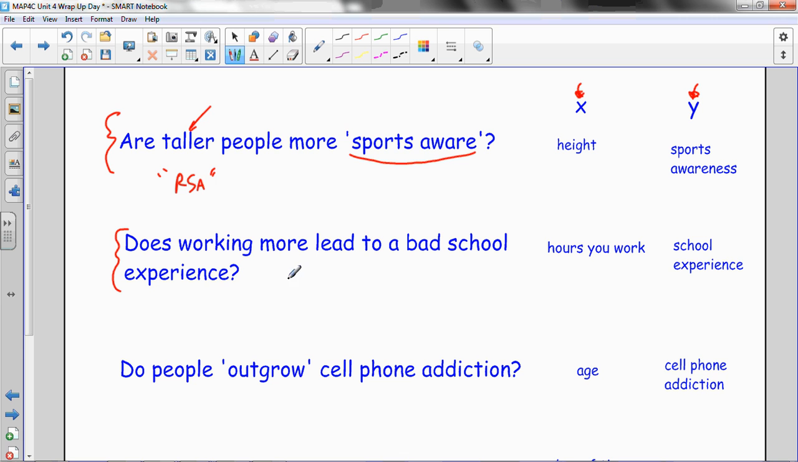Does working more lead to a bad school experience? So one question would be, how many hours do you work a week? That's your X value. Then you're going to ask 4 or 5 questions about school experience. One of them might be, what are your marks? How many times do you skip in a week? On a scale of 1 to 10, how much do you like school? Where 10 is that you love it, and 1 is that you hate it, etc. And that would go into school experience. And then again, this is an index that you make up during the project. This is some other question. So altogether, your survey is going to have only 5 or 6 questions.